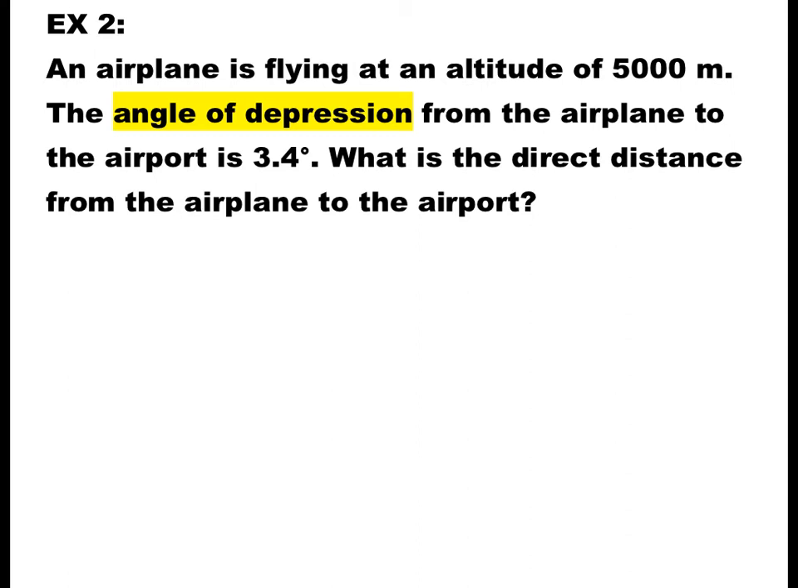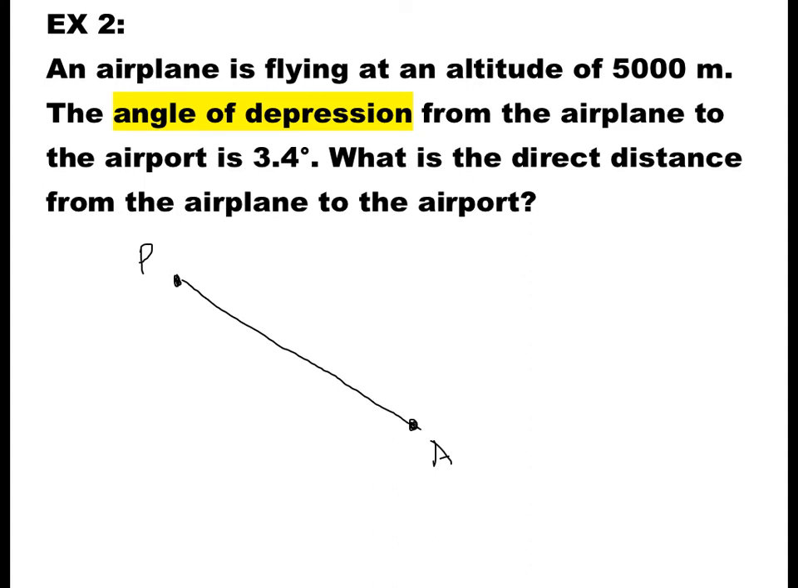So again, let's assume that the plane is here and the airport is here. Okay? So this is P, which is plane. This is A, which is airport. Now, my line of view is like this one.